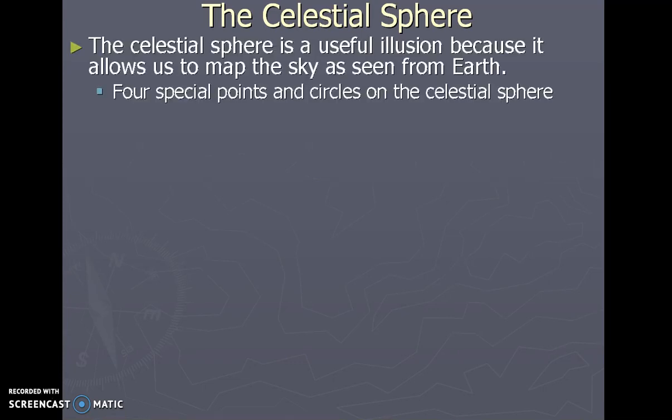Now, we already know what the celestial sphere is. It was an imaginary sphere that the Greeks came up with. They thought all of the stars were fixed on this sphere and it orbited the Earth. We know now that that's an illusion, but it's still a useful concept. And it's useful because it allows us to map the sky as seen from Earth. Now, there's 4 special points and circles on the celestial sphere.